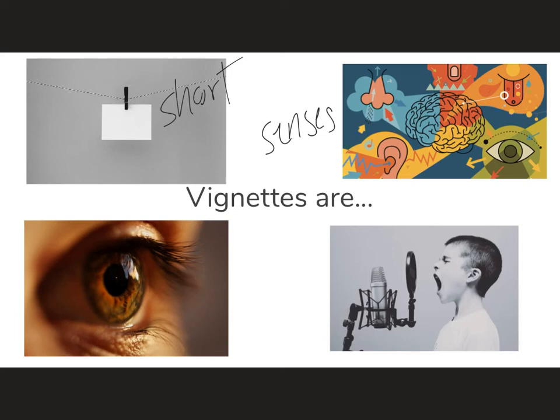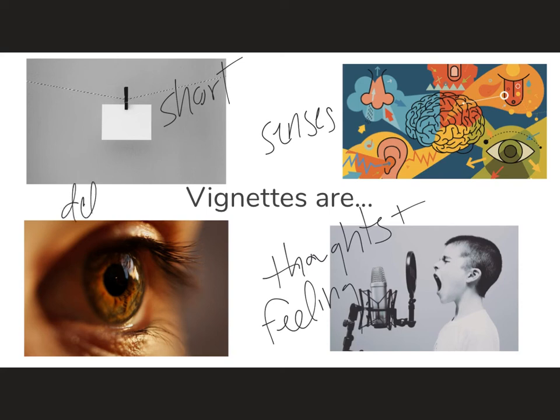Also, they're all about thoughts and feelings. So whatever story you're telling, you've got to be crystal clear about what you want your reader to feel. And lastly, vignettes are all about details and description. So I'll write detail here. It's all about painting a picture for what you want the reader to see in your story.